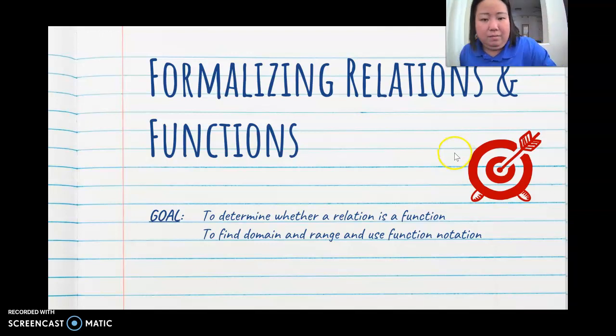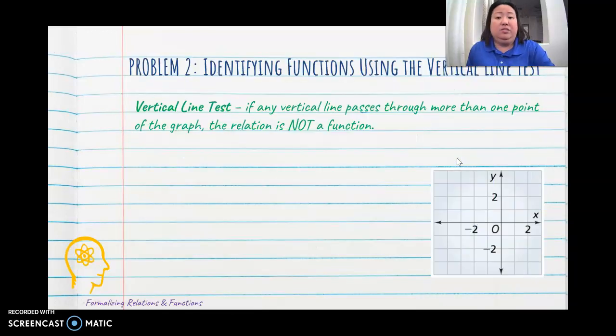All right, so continuing our discussion on formalizing relations and functions, is there another way on how you can identify a function? So one other way that we can use is what we call the vertical line test. And you can use the vertical line test, especially if your relation is in graph form. So what is the vertical line test?